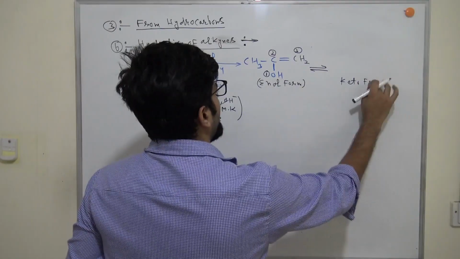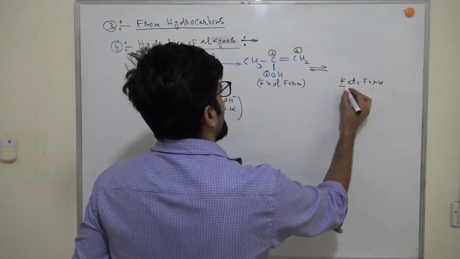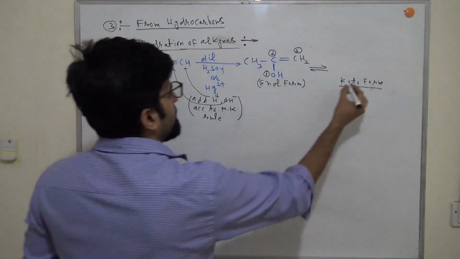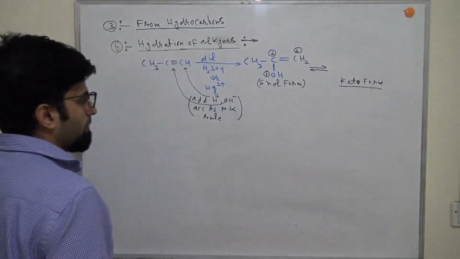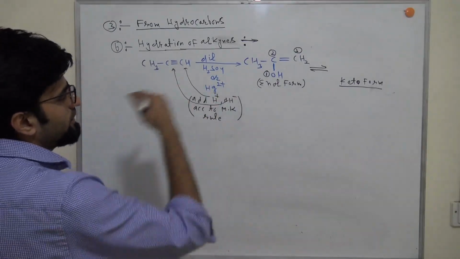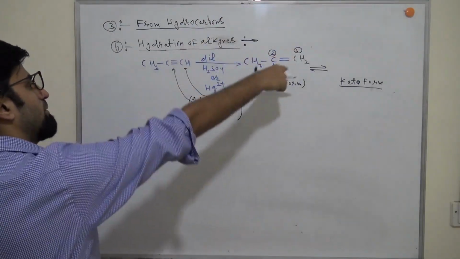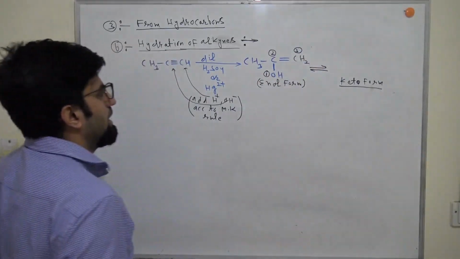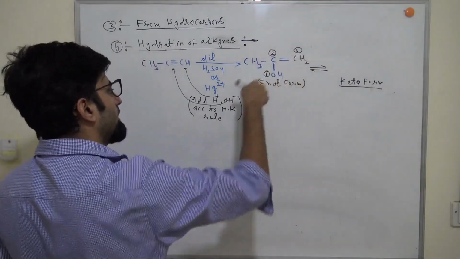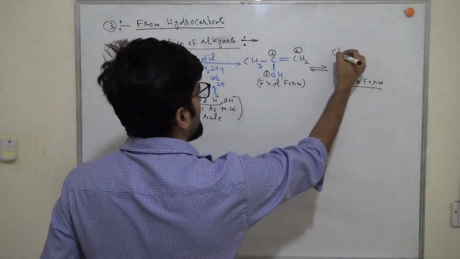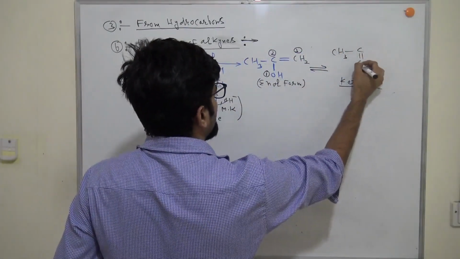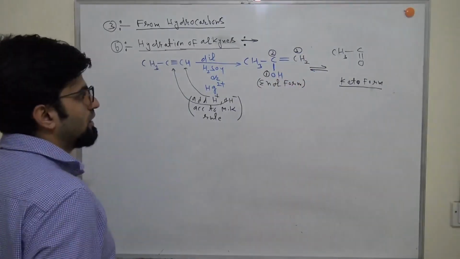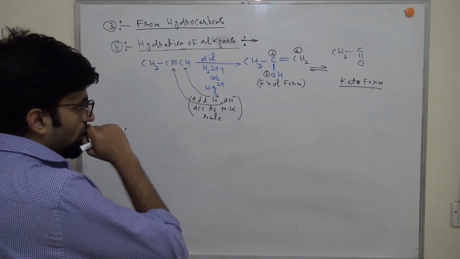So when you are going to write the final product of this question, we will always write the keto form. How to write the keto form? Basically, from the first oxygen, take the hydrogen and put it on the third carbon and shift the bond between 2 and 3 to between 1 and 2. Let me write CH3 double bond. This H will go here and this double bond shifts here. Clear?